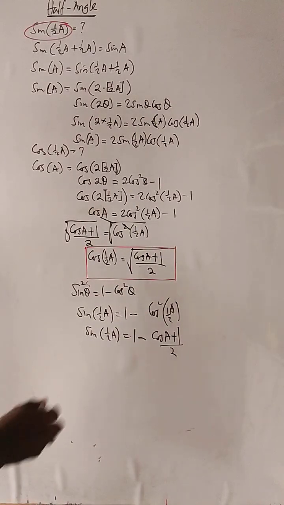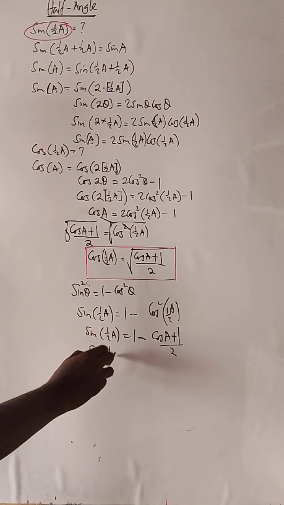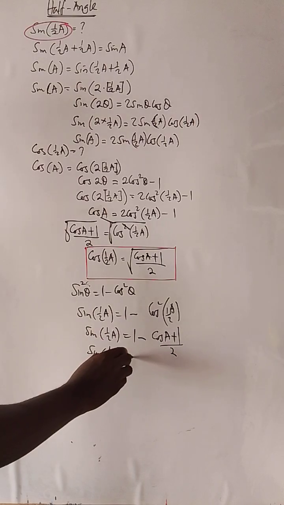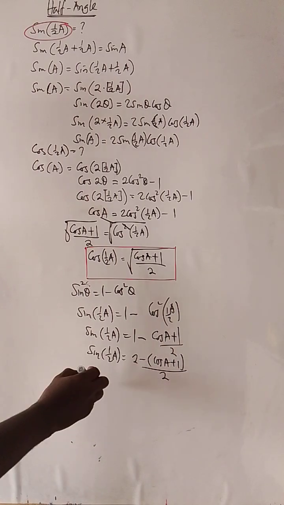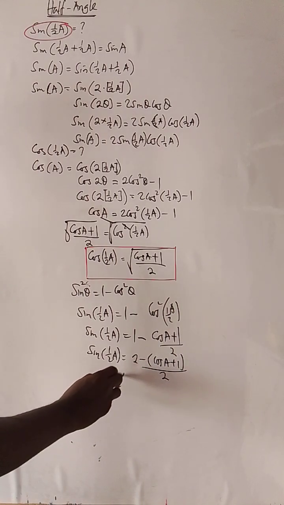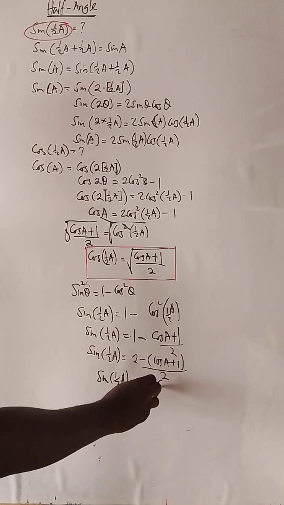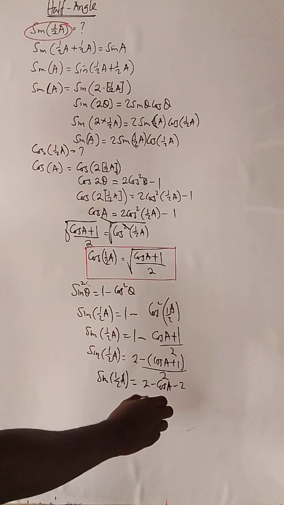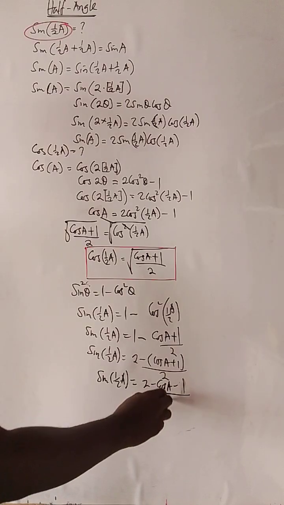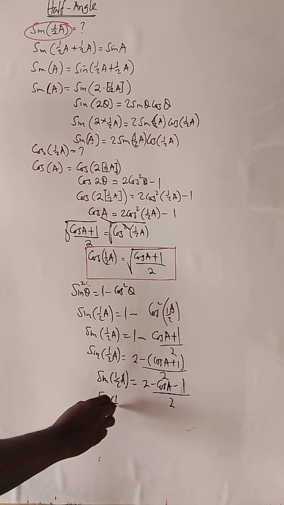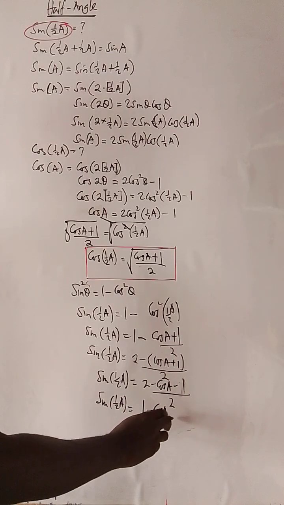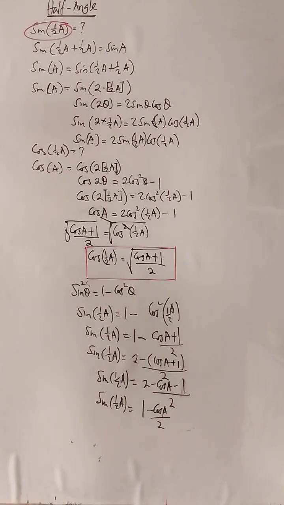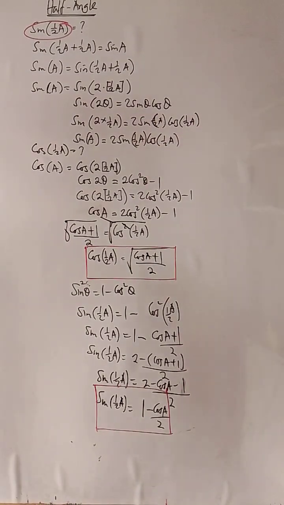So from here we can say sine square half of A equals 2 over 2 minus cos A plus 1 over 2. So it means sine square half of A becomes 2 minus cos A minus 1 over 2. So 2 minus 1 is 1, giving 1 minus cos A over 2. So this is the formula for half angle for sine in terms of cos.